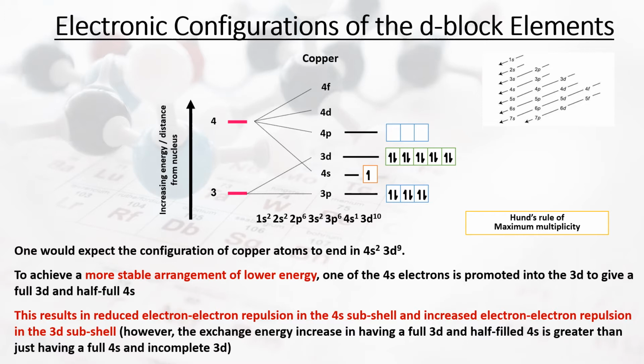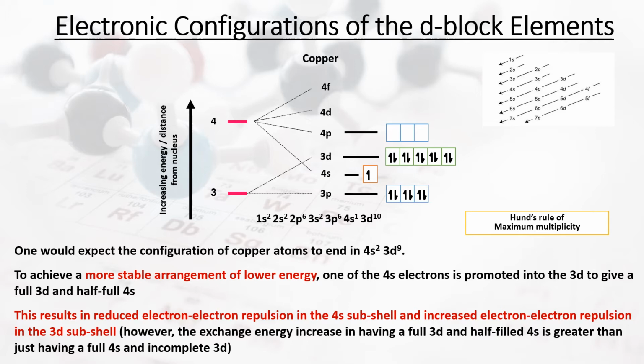And hopefully, maybe again, you can see that you could achieve a more stable configuration by promoting one of those s electrons again up to the d orbital. And so we now get an electron configuration that ends in 4s1, 3d10. So it's exactly the same idea as we had for the chromium earlier on.